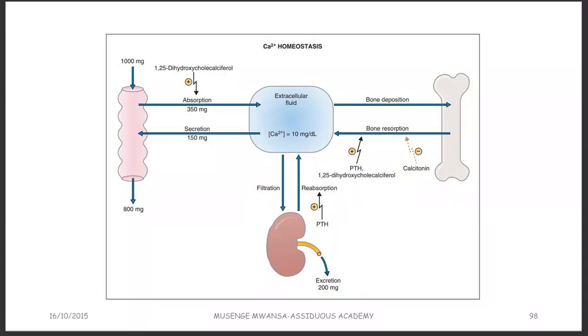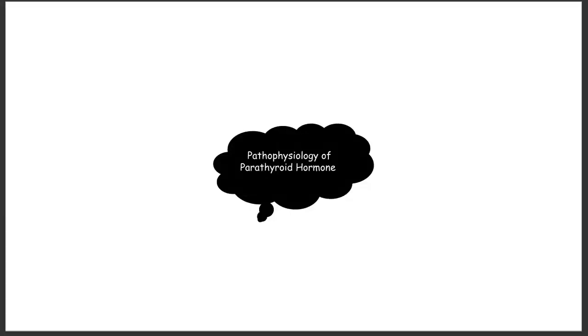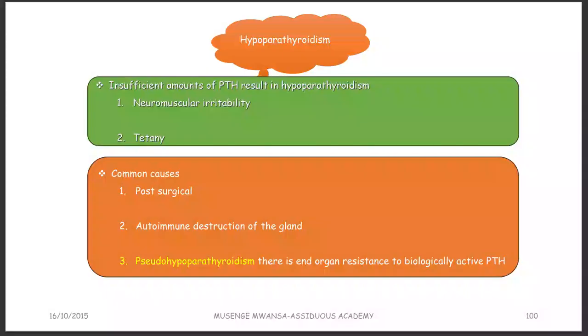So we already know the effect of calcium, and we already discussed calcium metabolism. Now let's talk about the pathophysiology. What can go wrong with the parathyroid hormone? There is hypoparathyroidism. This is just an insufficient amount of parathyroid hormone, because the hormone is low or the parathyroid is not working well; there is low function. So what happens then? There's going to be neuromuscular irritability. Remember, low calcium excites the neurons, and that is going to lead to tetany, these contractions.